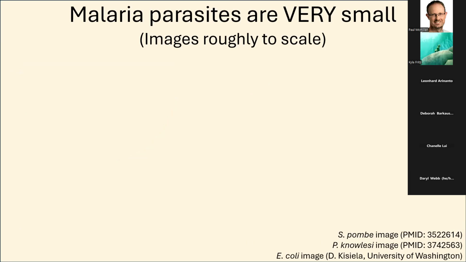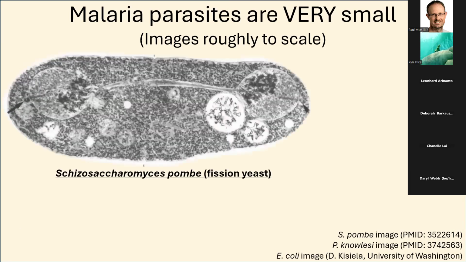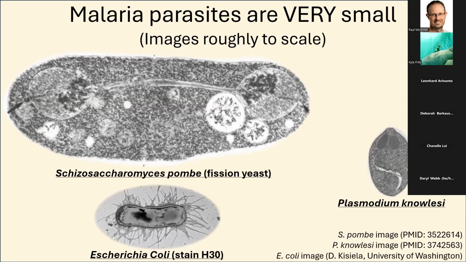As cell biologists, our primary experimental tool is light microscopy. But that leads us to one of the major challenges of studying the cell biology of malaria parasites, which is that they're really small. So here we have some to-scale electron microscopy images of a fission yeast, an E. coli, and then over on the right, we have a single malaria parasite, in this case, a merozoite. These parasites can be about as small as a single bacterium, but we're interested in cell biology.